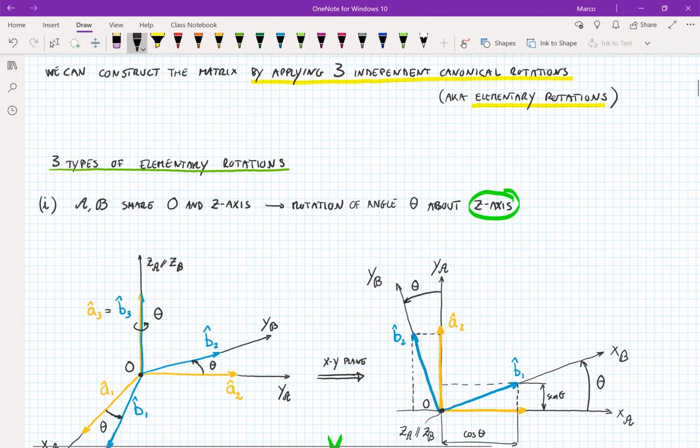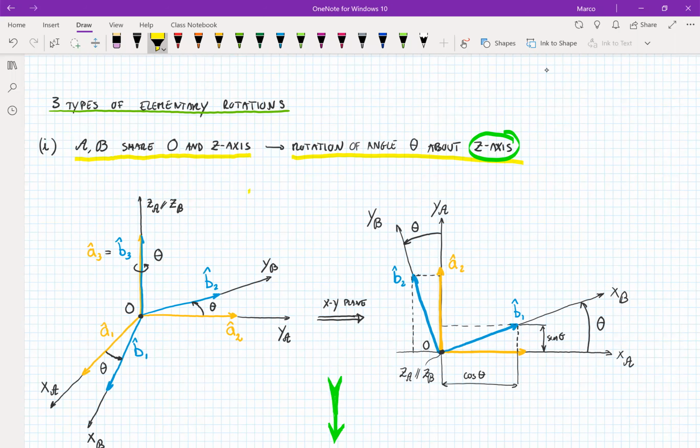Okay, so moving on with the 3 types of elementary rotation. Let's analyze one rotation at a time. These rotations are about one axis at a time. So let's consider the first one. Of course, A and B share the same origin, and they also share the z-axis. Well, in the beginning, they share everything, but the rotation is performed about the common z-axis.